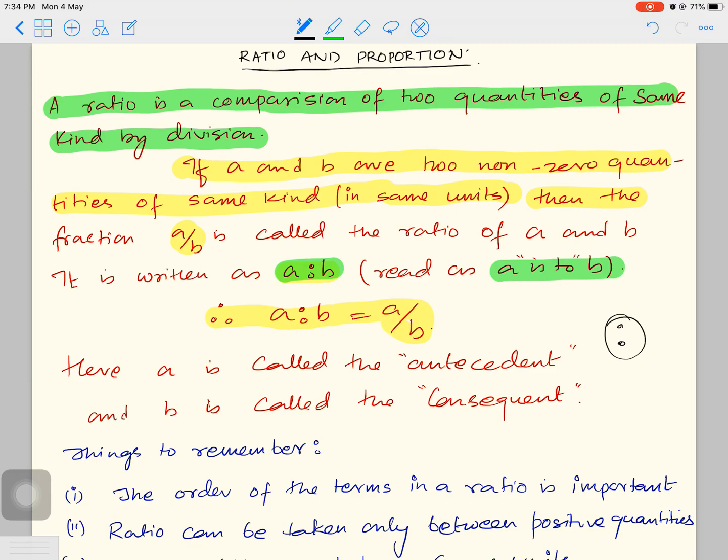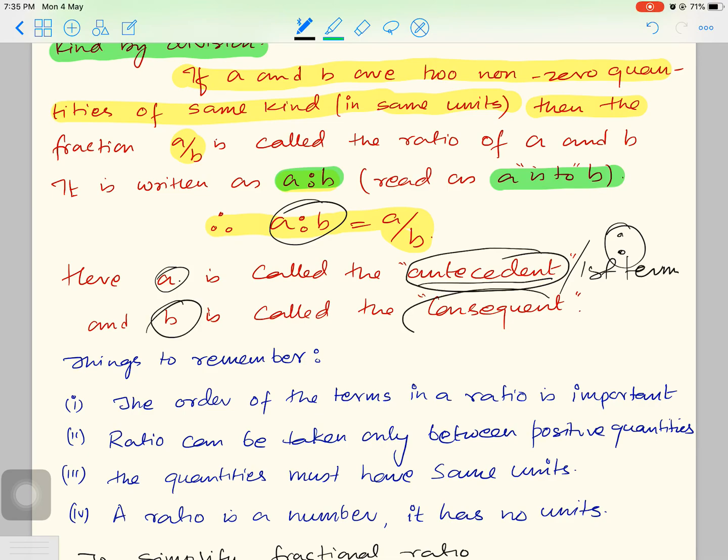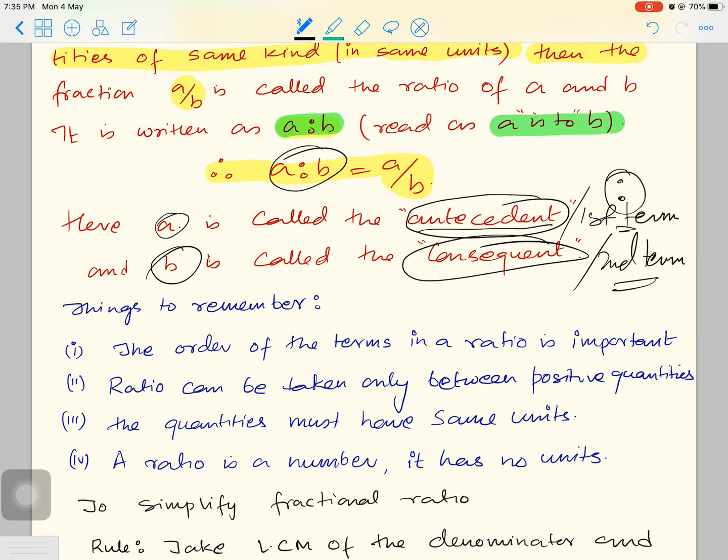Great. Now there are basically two terms in a ratio, as you all can see here. What is this first term called? A. What is A called? A is called the antecedent. You can simply say first term also, but better is antecedent. What is B called? Consequent, or you can say second term as well. The terminologies are important. The book may ask you what is antecedent, what is consequent. Remember, antecedent means the first one, consequent means the second one.